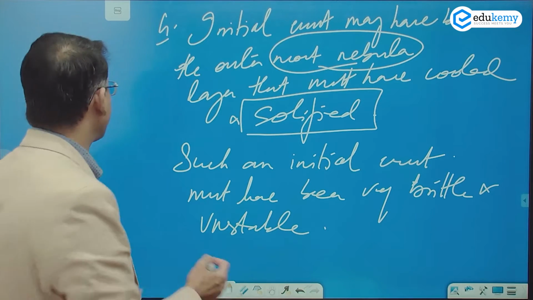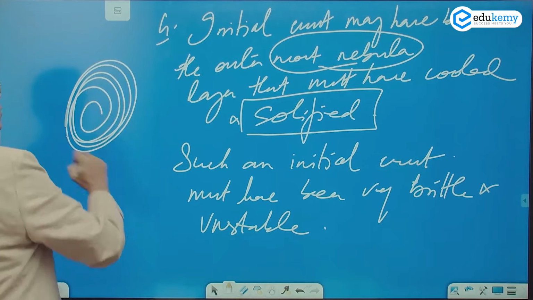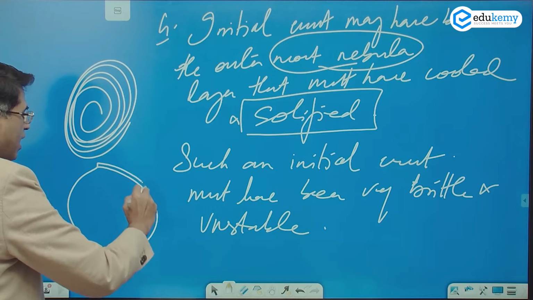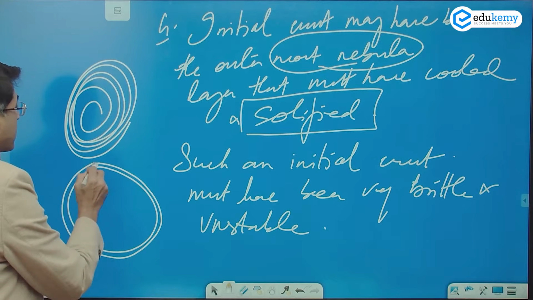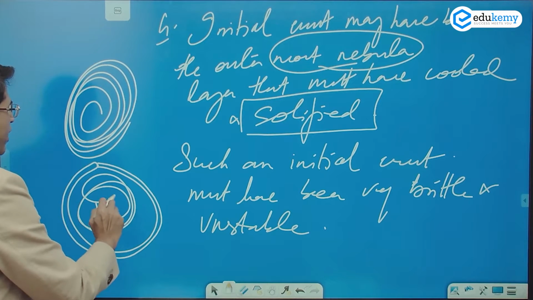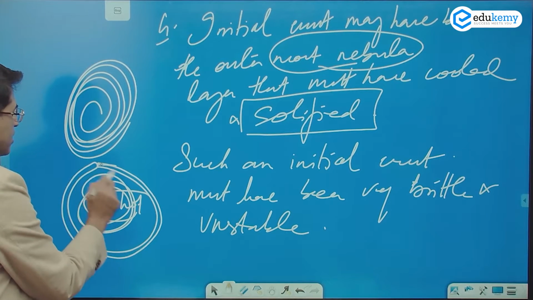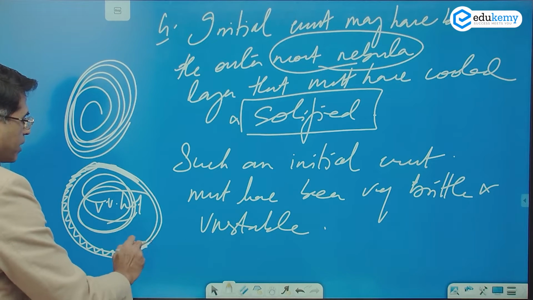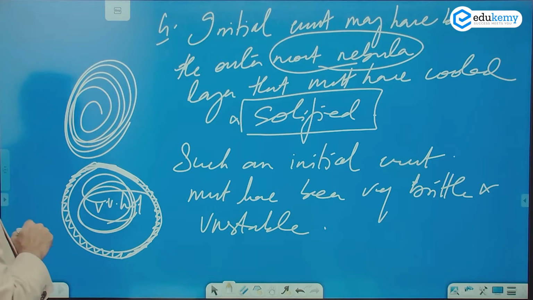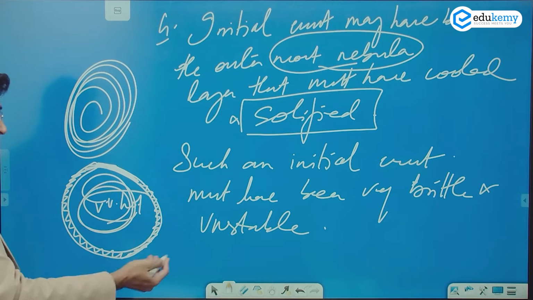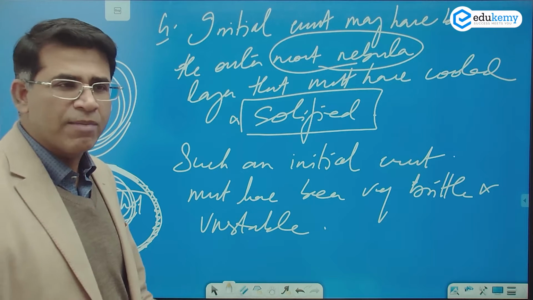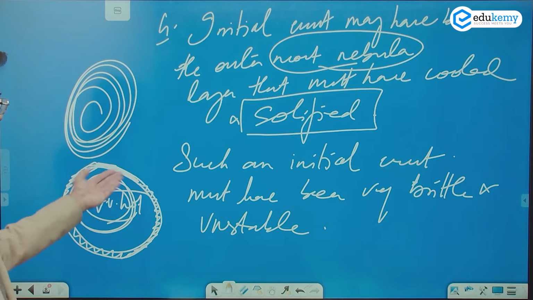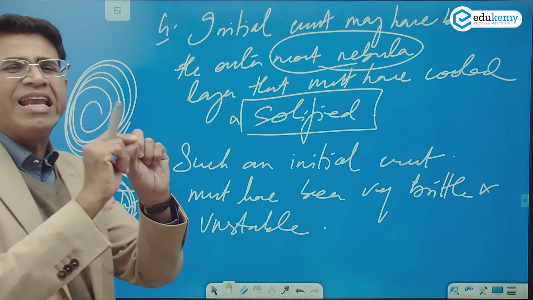The first layer was formed. This was the nebula that we have. The nebula starts to cool, and a very thin outermost layer must have formed. A very brittle layer, and inside is still very, very hot. This is the initial layer, much different from what we have today. Such initial crust must have been very brittle and unstable, because it is very hot inside. It would break easily and deform. It's a very thin layer that has formed.